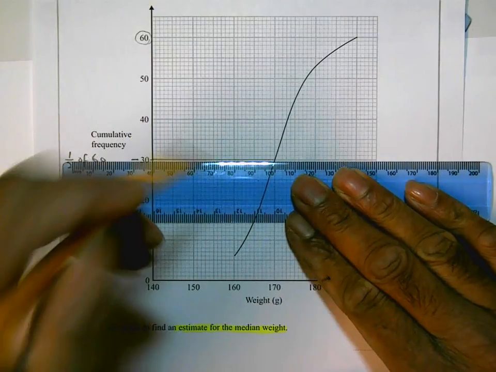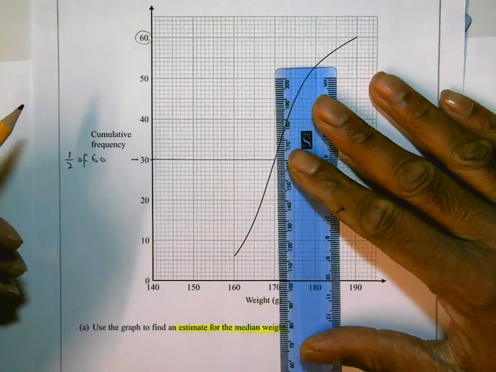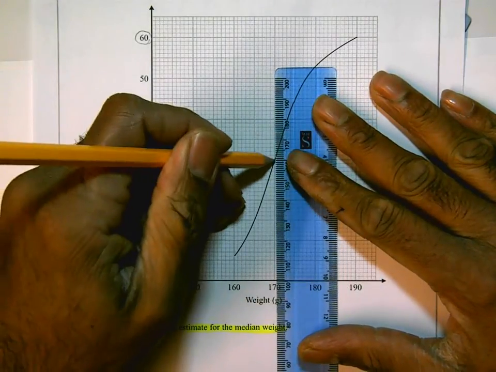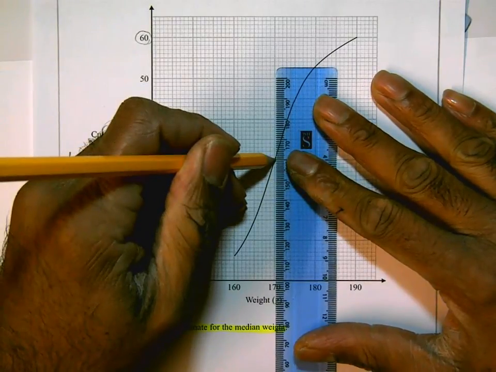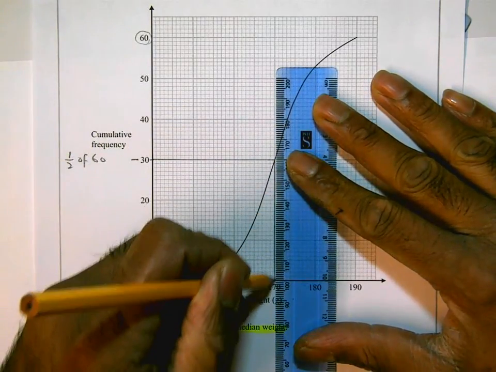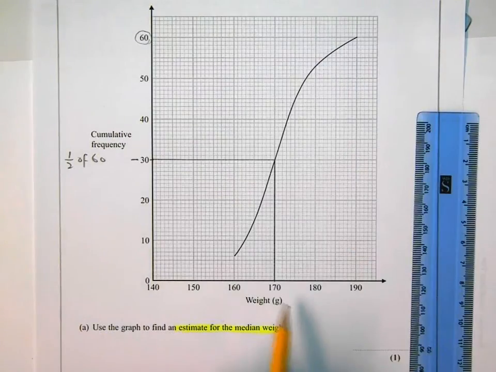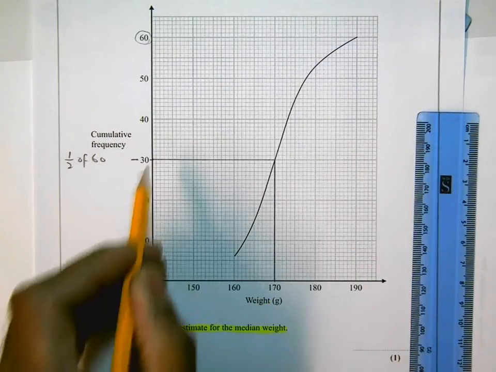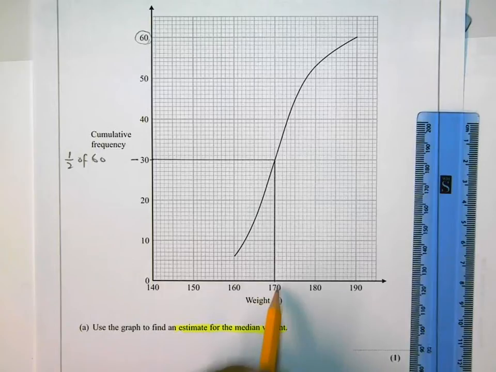You need to draw these lines in. Make sure these are shown, right? And this is a pretty straightforward mark to get. The median weight is the weight that you come through when you read the cumulative frequency graph, and in this case the median weight is 170 grams.